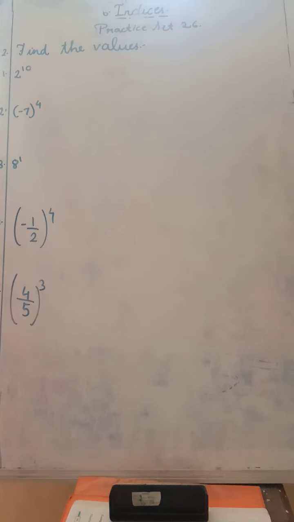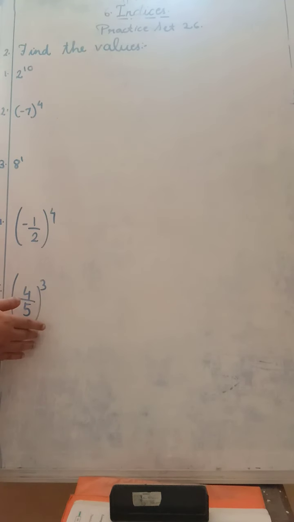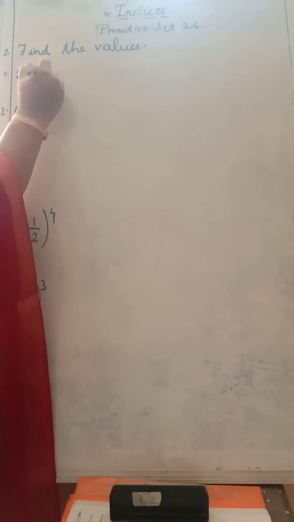Now we will begin with question 2, that is find the values. Here I have taken 5 sums. In our textbook, children, we have a total of 8 sums. From that I have selected 5 and I am going to solve them. The remaining 3 you can solve after these 5 sums. So we will begin with the first sum, that is 2 raised to 10, or 10th power of 2.